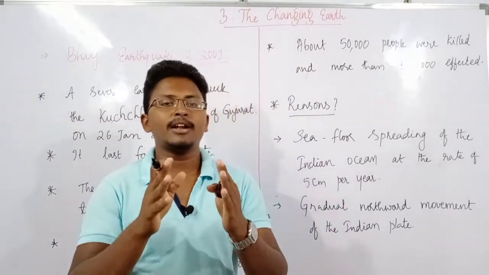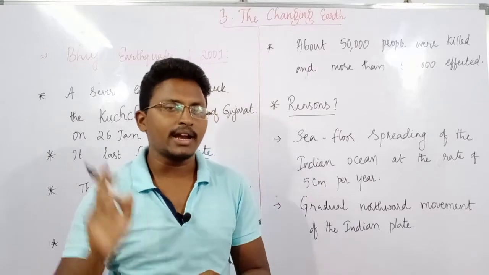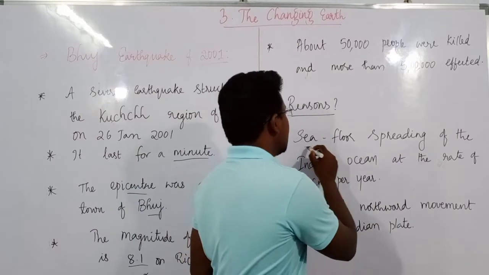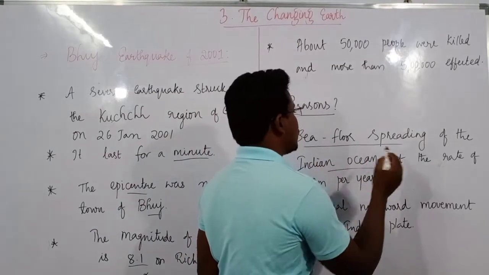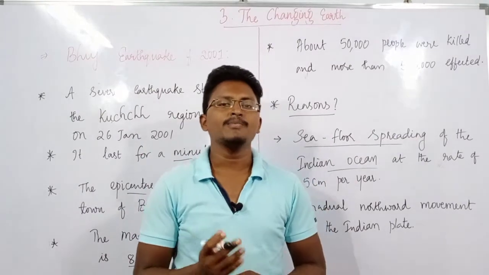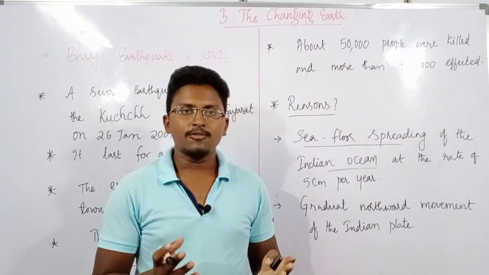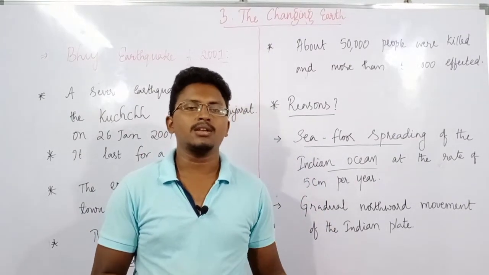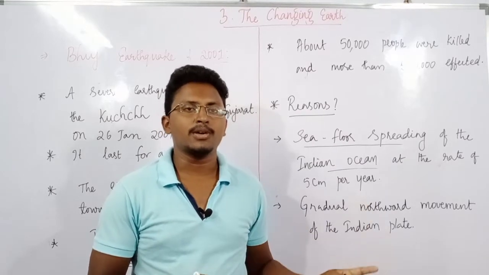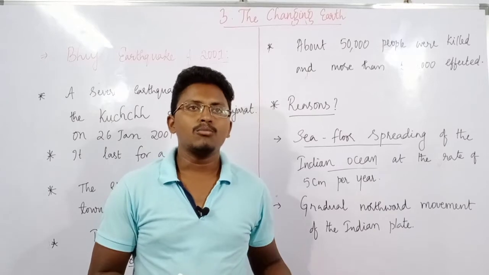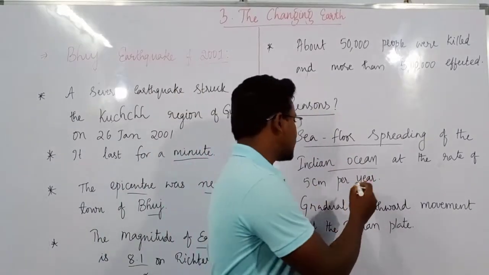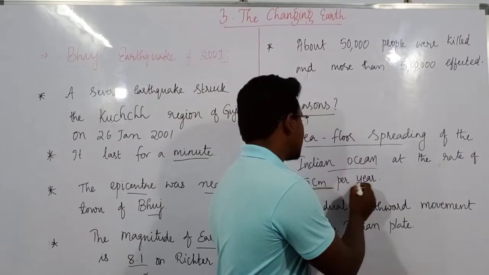Then what might be the reasons? What are the reasons behind this 2001 earthquake? The first one is the sea floor spreading of the Indian Ocean at the rate of 5 centimeters per year. Sea floor spreading means, as you all know, that the floor of the ocean, if there are any tectonic or lithospheric plates there, they will be moving. In that process, these plates are moving at a rate of 5 centimeters per year.